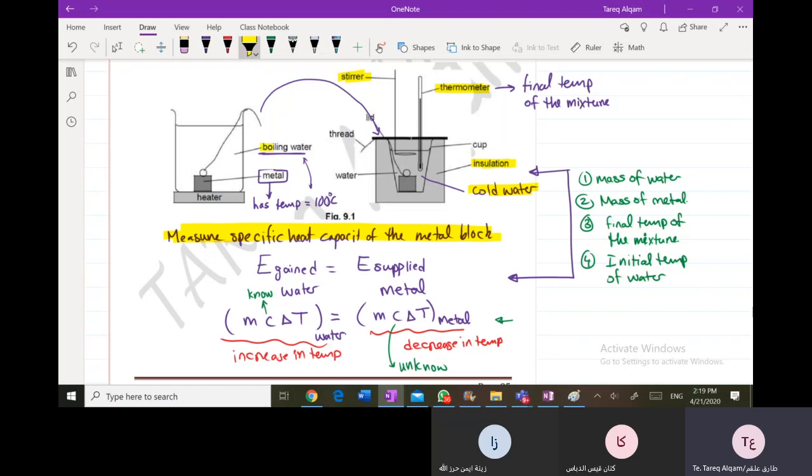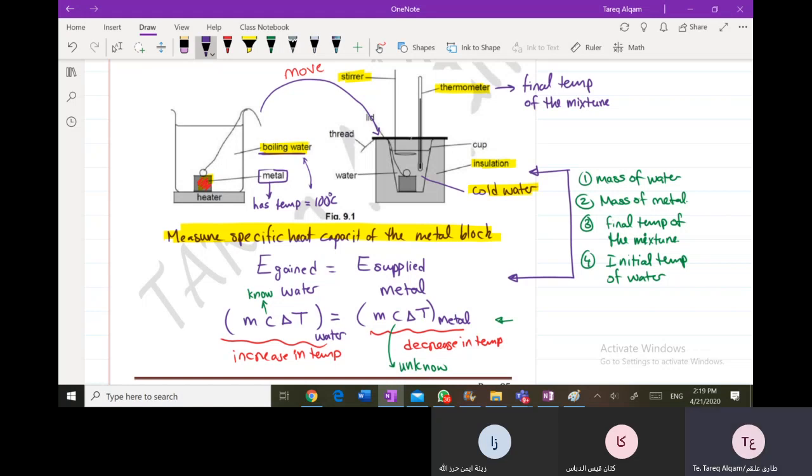In a beaker that has boiling water, I place this metal block. I wait around 2 to 3 minutes until I check that the metal and the water have the same temperature, which is 100 degrees Celsius, the boiling water. Then quickly I have to move this metal block to this cold water.